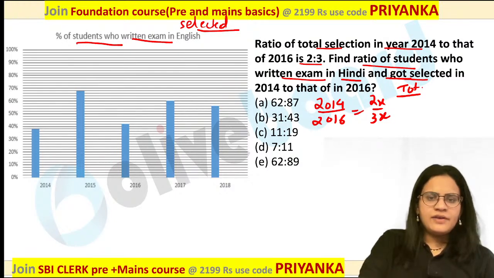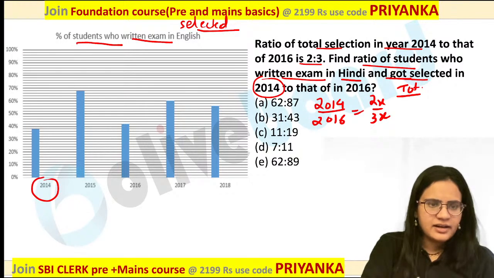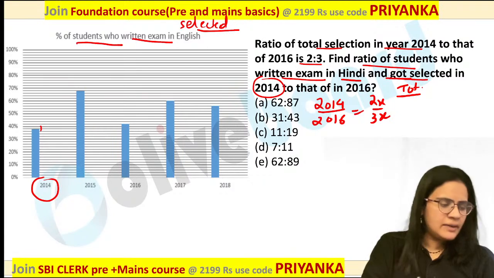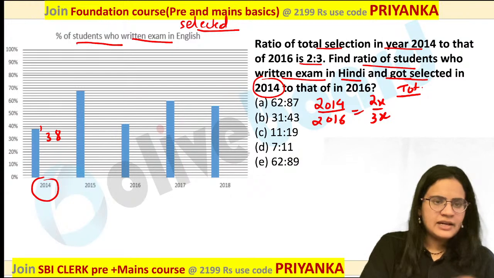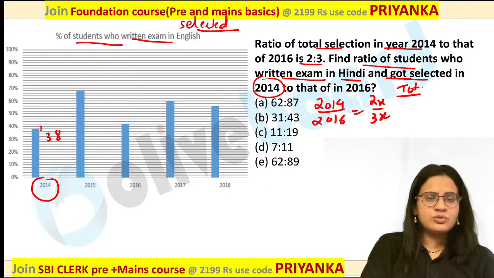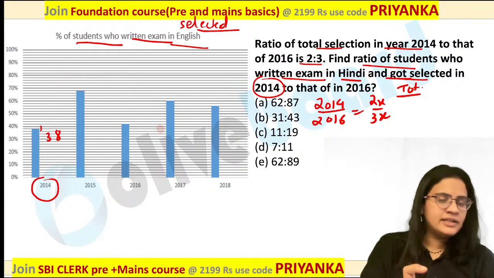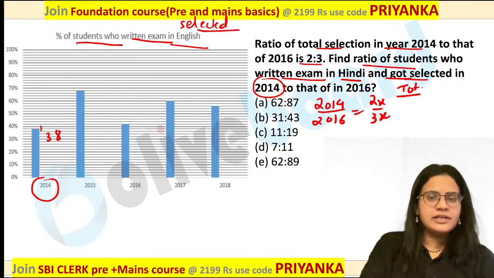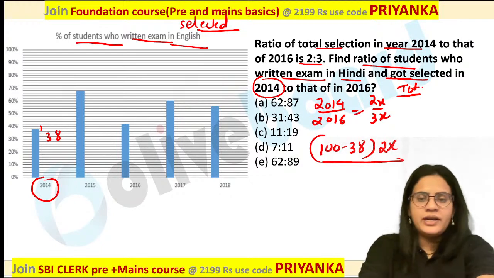Out of that, if I am talking about 2014 here, you can see there is one line below here. This value is one line below, that is 40 minus 2. This will become 38 in this case. Everybody is getting it? So 38% of the students have written it in English over here. So how many of them have written it in Hindi? 100 minus 38 of 2x. Are you getting it? Because total strength of 2014 is nothing but 2x over here.